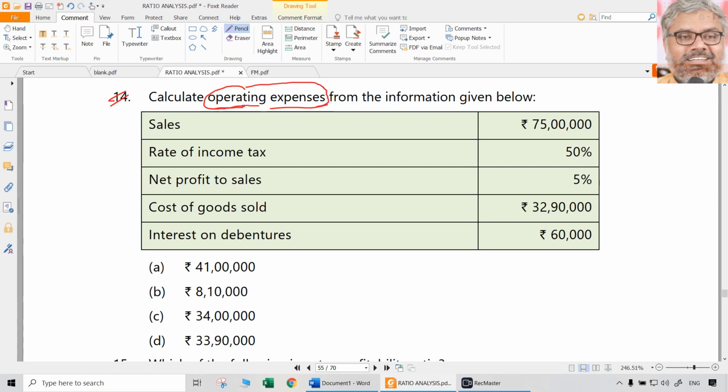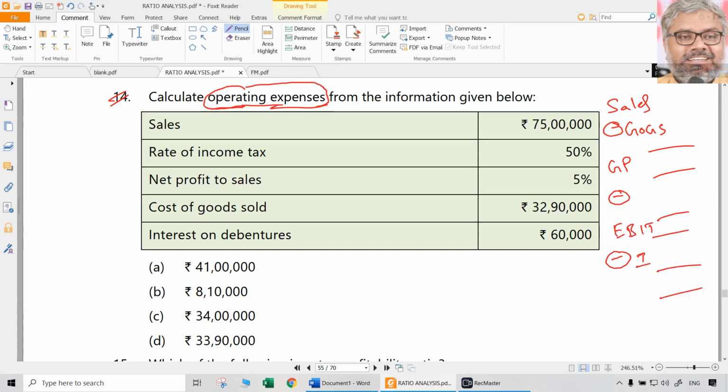First of all, we should know the relationship and the link between each of them. Simply speaking, from sales, if you reduce the cost of goods sold, you will get gross profit. From that, if you reduce operating expenses, you get EBIT. From that, if you reduce interest, you get earnings before tax. From that, if you reduce tax, you will get profit after tax or net profit.